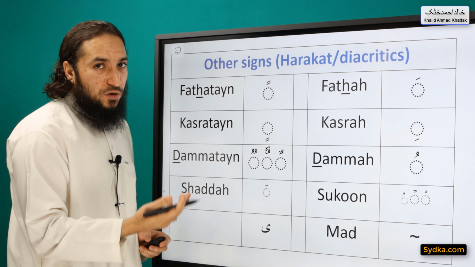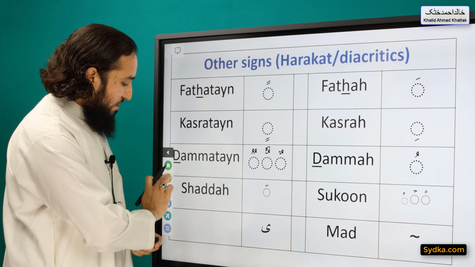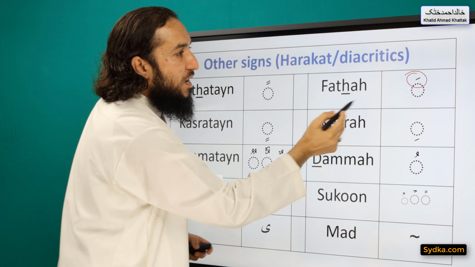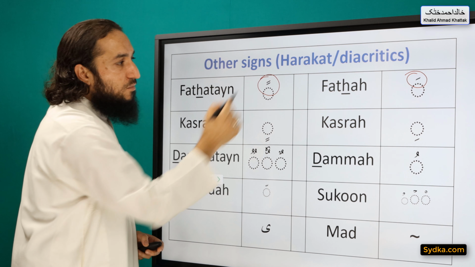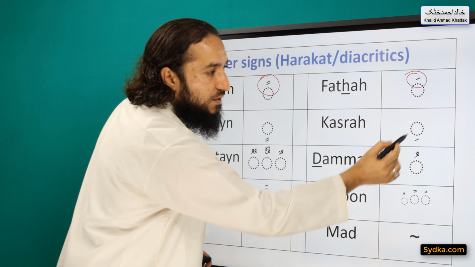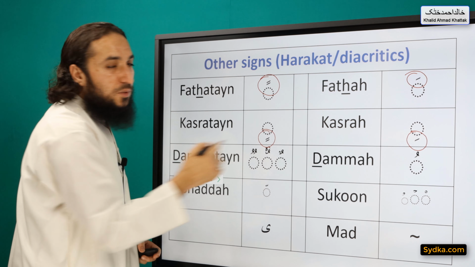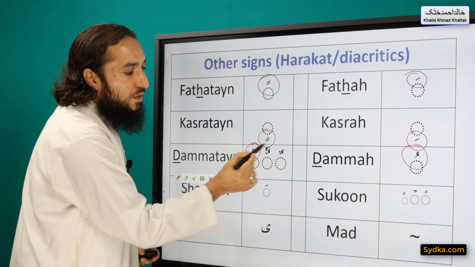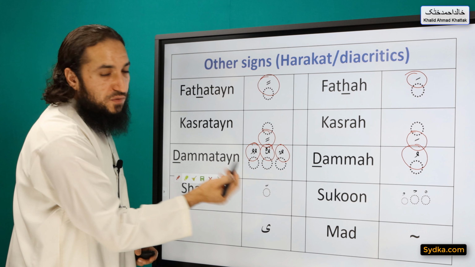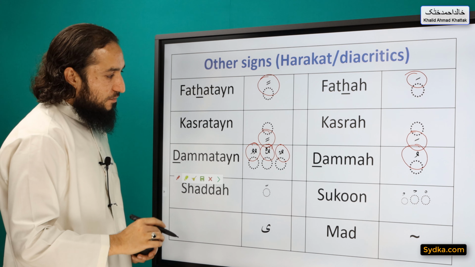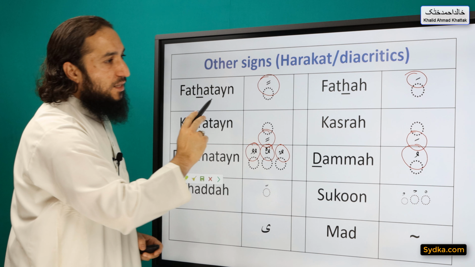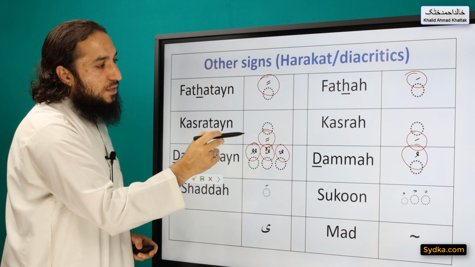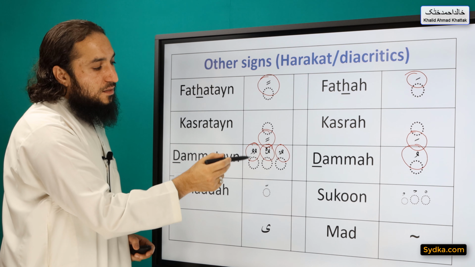Tanween is basically a doubling of a vowel. Explain it here. If you see here, that's fatha, and when we double fatha, that will become fathatain. We have kasra; when we double it, that will become kasratain. And we have dhamma; when we double it, that will be dhammatain. That's three ways of writing, so all will mean the same. So fathatain is always written above the letter, kasratain below the letter, and dhammatain above the letter.